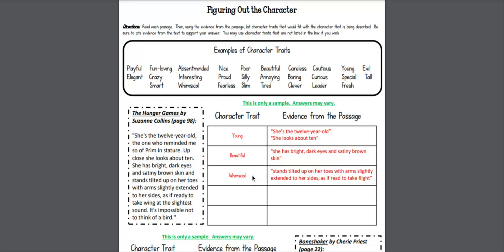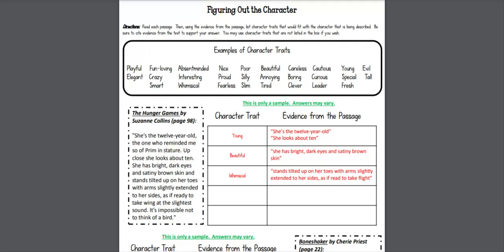Okay, this word that we're going to use here, whimsical. Whimsical, stands tilted up on her toes with arms slightly extended to her sides as if ready to take flight. Okay, so you may have different character traits that you pulled from those sentences, and that's okay because our answers may vary a little bit, but when we're pulling evidence right from the passage and the text to be able to support our character trait, that's how we know that we are right and that we can't really go wrong with what we've picked.